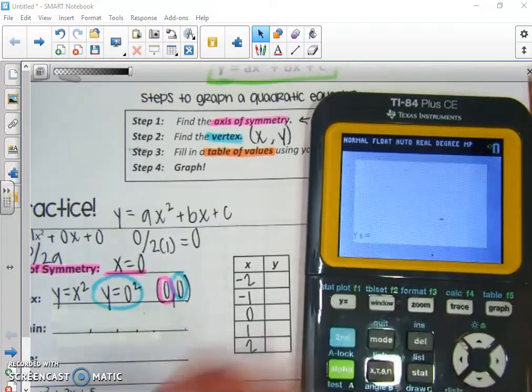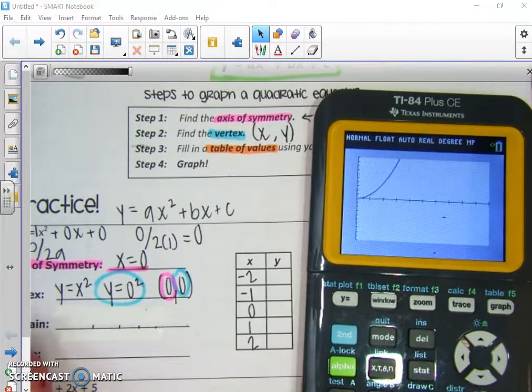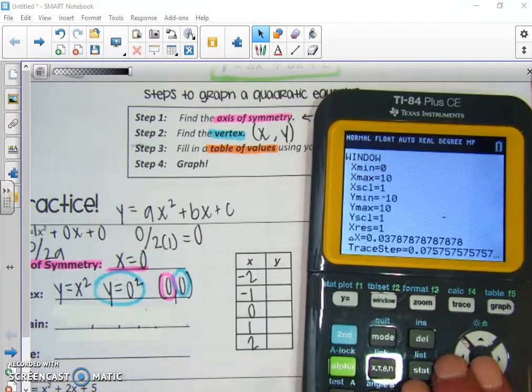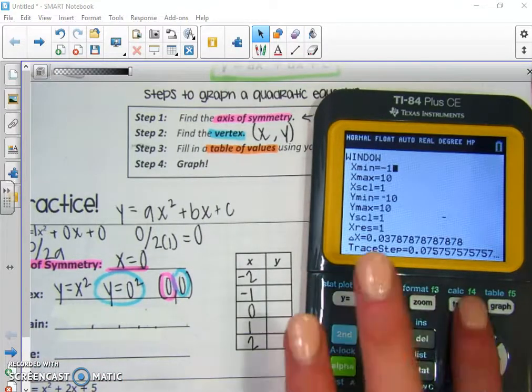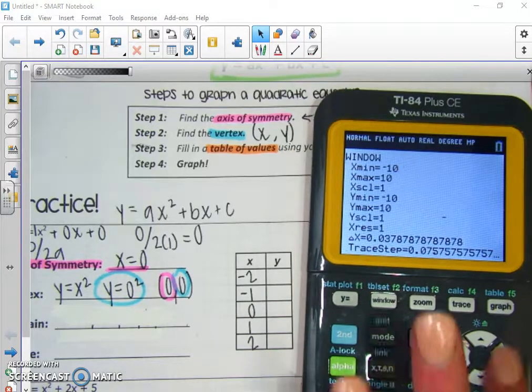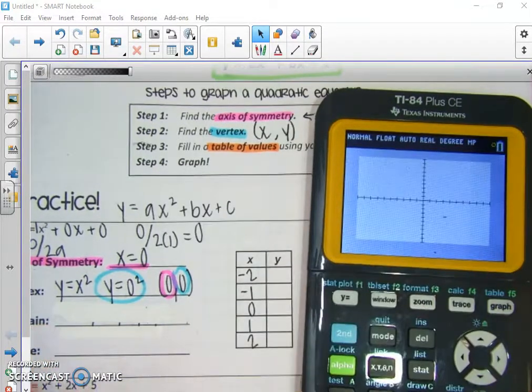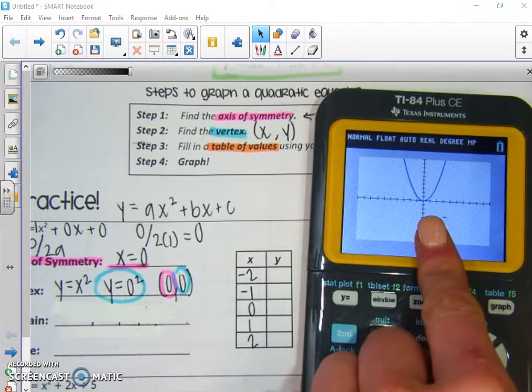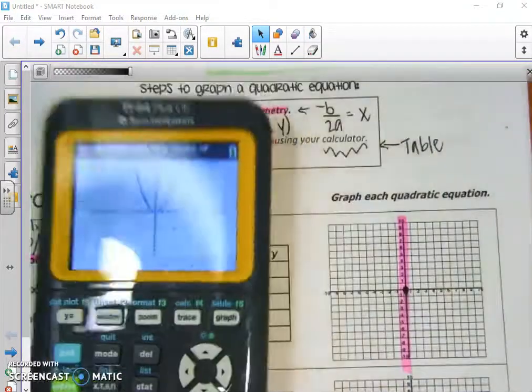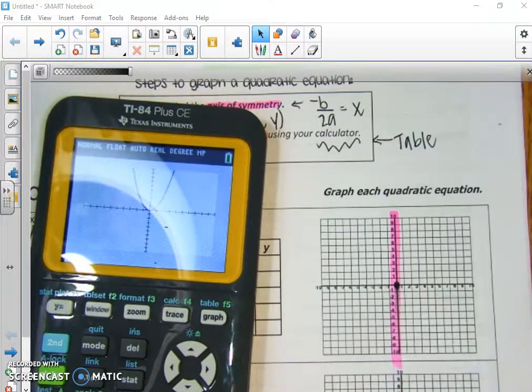So if you want, you can go ahead and take a look at the graph, see what it looks like. Now, why might my graph look kind of weird? My window's off, so I can change my window. Negative 10, 10, 1, negative 10, 10, 1. My graph should hopefully look a little bit better there. Okay, and you can see on this graph, the vertex is at (0, 0), which is good, because that's what we found.